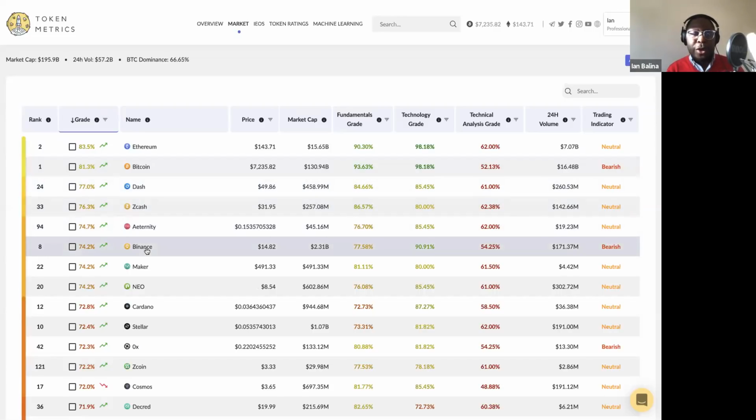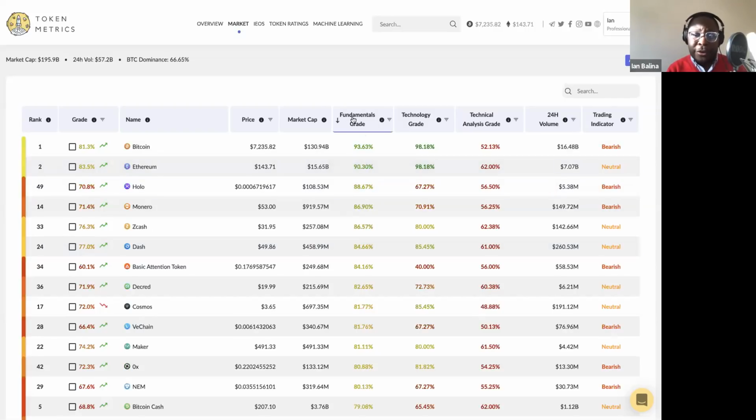So we've gone through and we've filtered out and made your entire research process very easy. So now, as opposed to going through thousands of cryptocurrencies out there, we've given you, in our opinion, which ones are the best right now, and we tell you why. You can go through here and sort by fundamental grade. So in terms of pure fundamentals, Bitcoin is king, followed by Ethereum, and then Holochain and lots of other currencies.